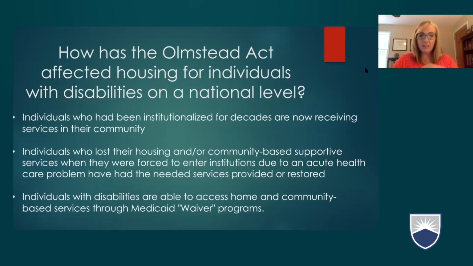So individuals who have been institutionalized for decades are now receiving services in their community. And that is a huge difference. So that means the institutions are closing down and all of those individuals who live there are now being integrated into the community. Individuals who lost their housing or their community-based support services when they were forced to enter institutions due to an acute healthcare problem have had the needed services provided or restored. And then individuals with disabilities are now able to access home and community-based services through Medicaid waiver programs. And we're going to take a look at that briefly towards the end of the presentation, but that's what makes these individuals able to move into a more integrated setting.